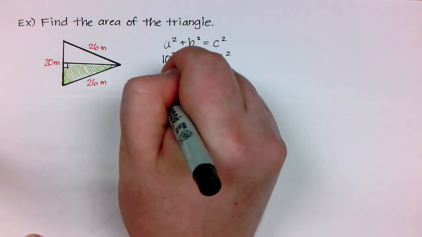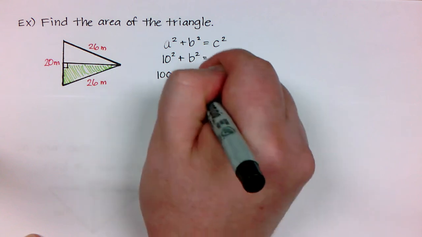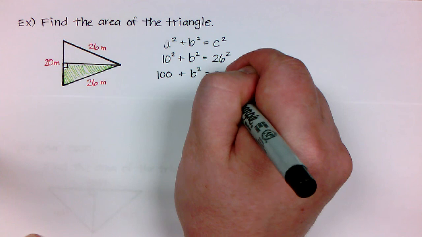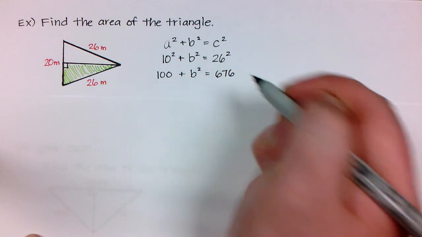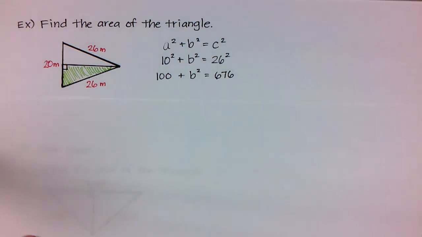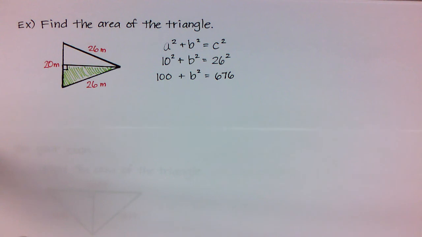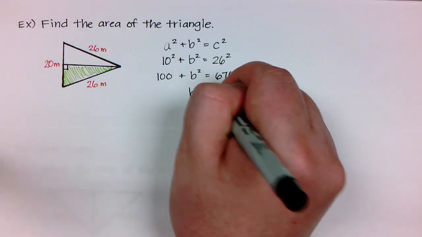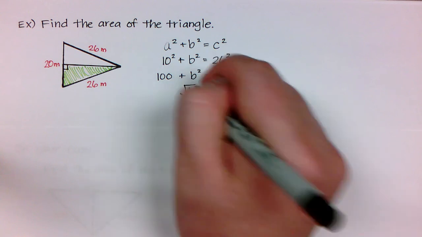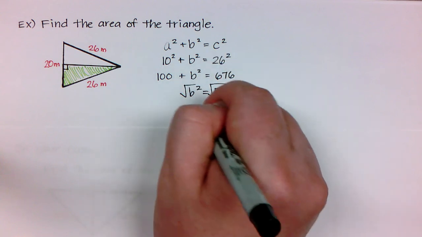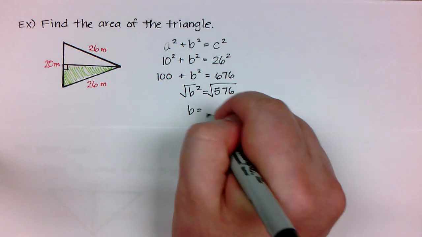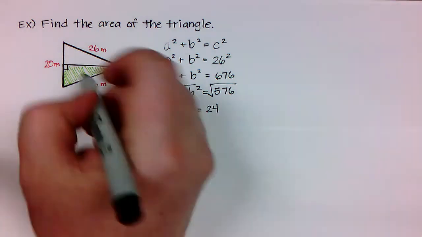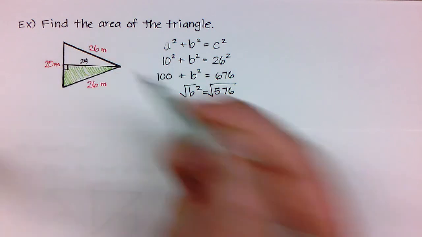Okay, so let's just work this out. 10 squared is 100. B squared is left alone, and 26 squared is actually 676. So then we're going to subtract 100 on both sides, and we're going to be left with B squared is equal to 576. And then when I take the square root of both sides, I find that that missing leg is the number 24. So now I know that the height of this triangle is 24.